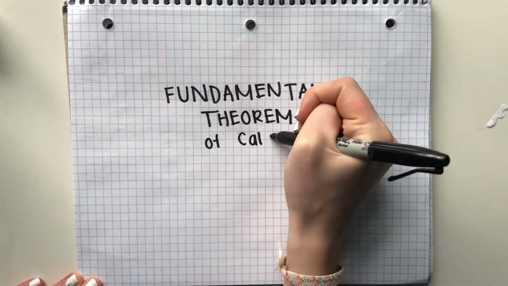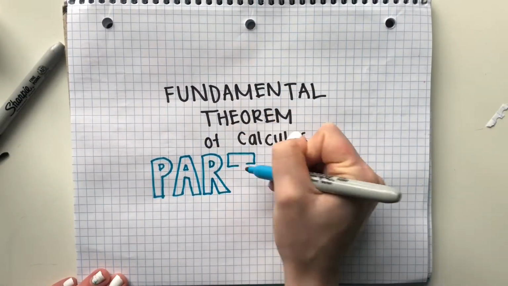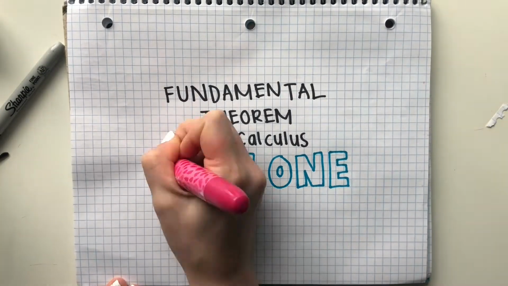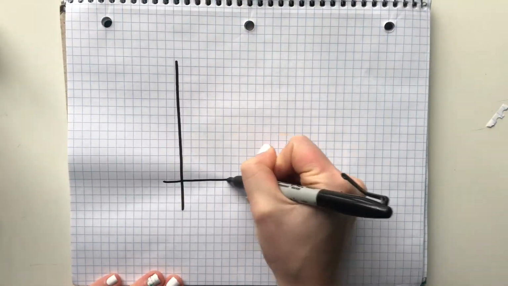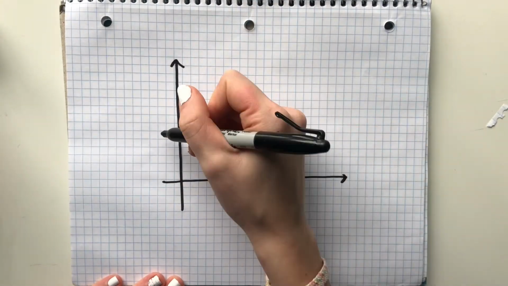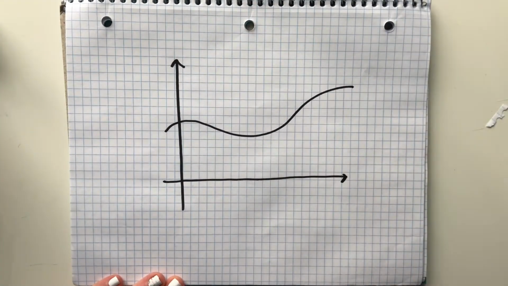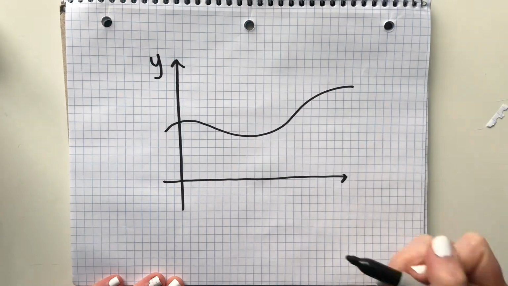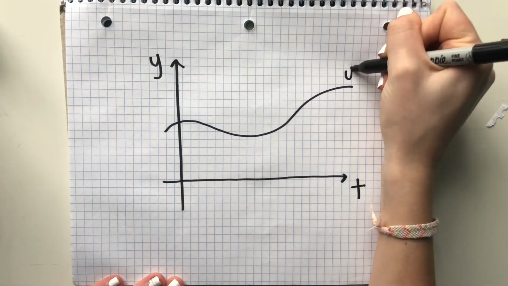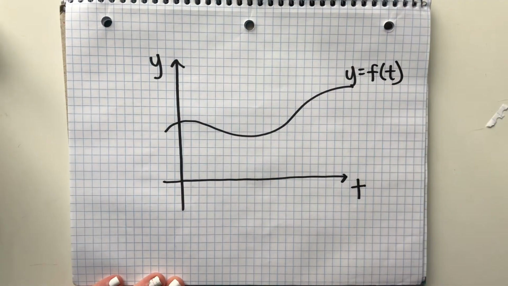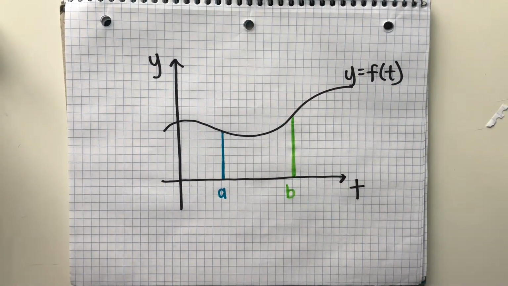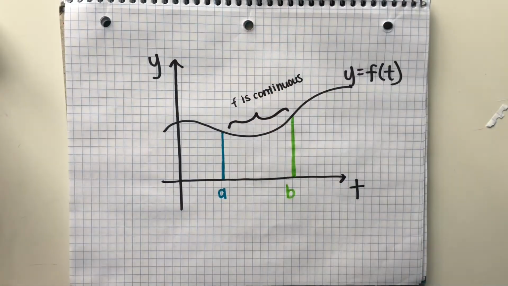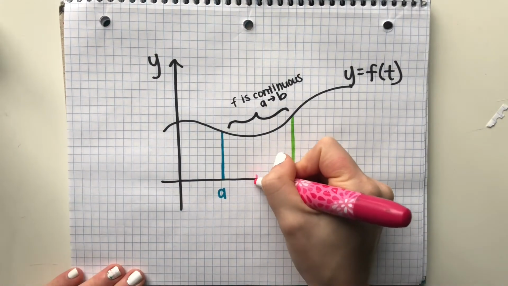Hello, so today I'm going to be talking about Fundamental Theorem of Calculus, Part 1. To start off, we're going to have a graph with a function on it. We have the y-axis and t, and the function is going to be y equals f of t. Next, we're going to have two lines on the graph, two points, a and b, and f is going to be continuous from a to b.